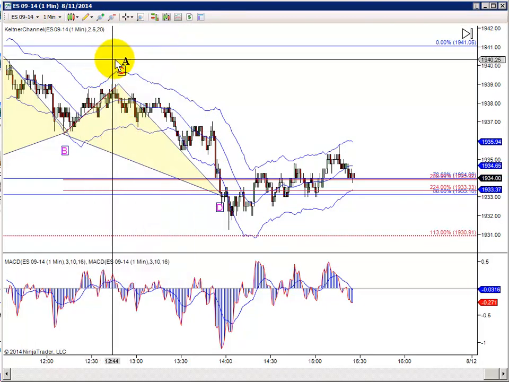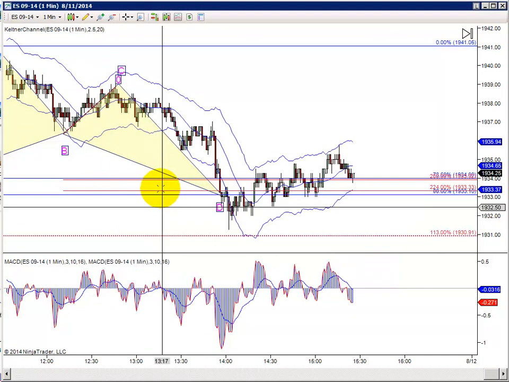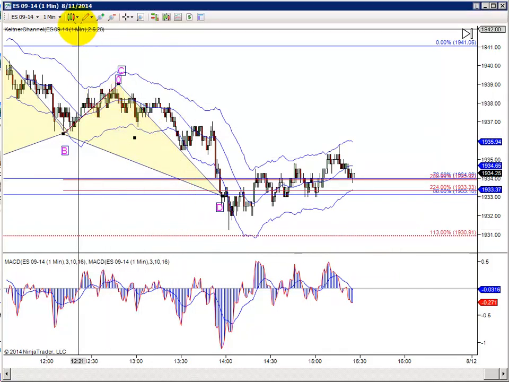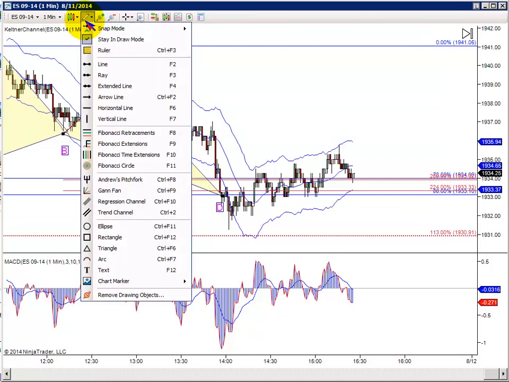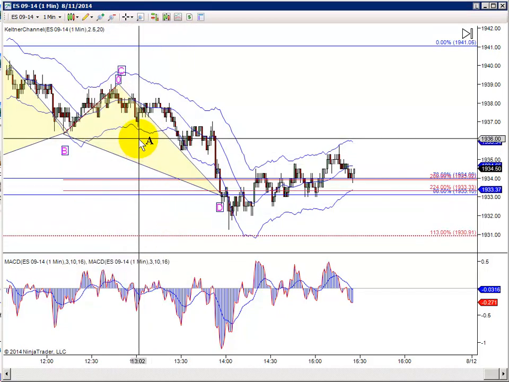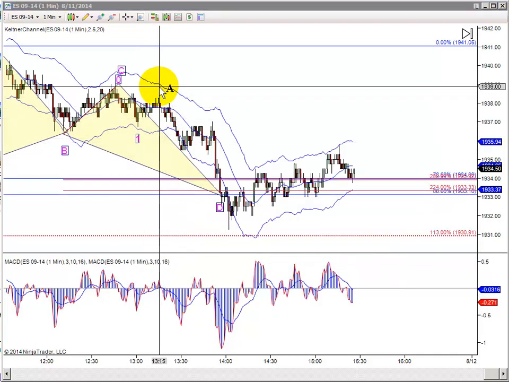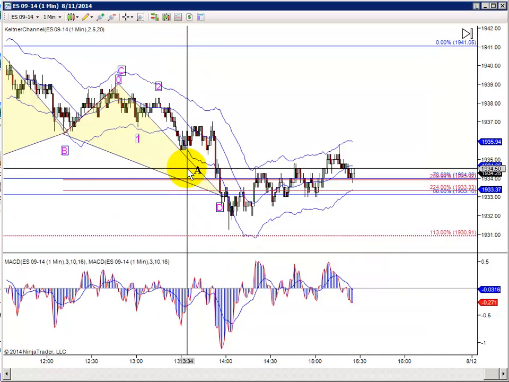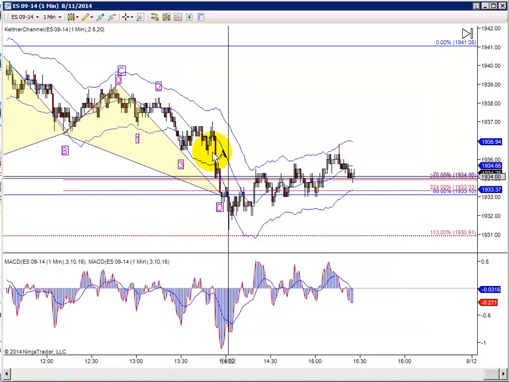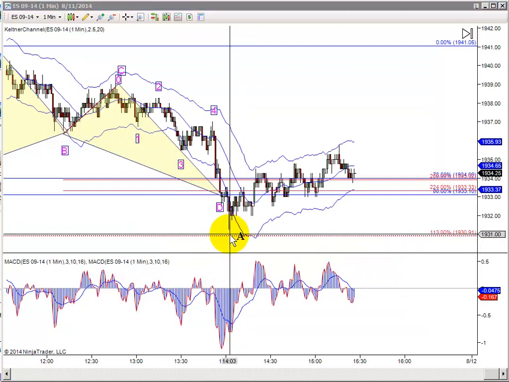All right, so typically in Elliott, you have a top, which is a zero point, you have a one. You have a two. You have a three. And four. Then you have your five.